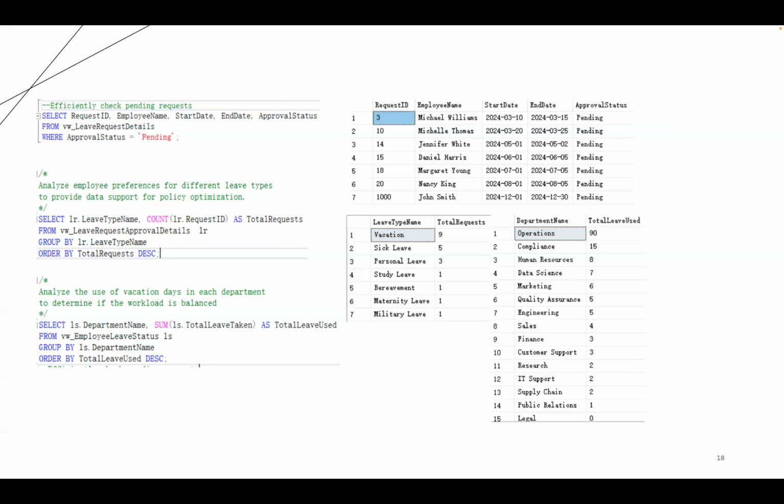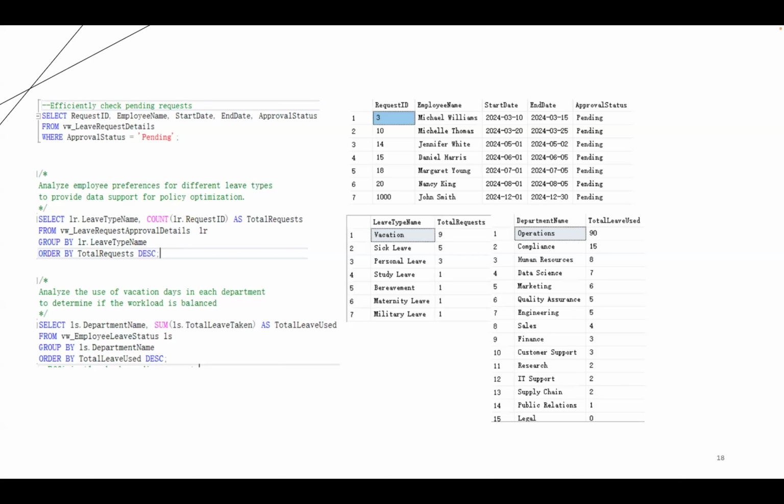The second one is called the leave request approval detail view. It is quite similar to the first one, but with expanded details such as comments on the approval process, allowing for analysis of approvals. The query here reveals that vacation leave is the most commonly requested. We can uncover trends in the employees' behavior, which guides policy optimization to better align with the employees' needs.